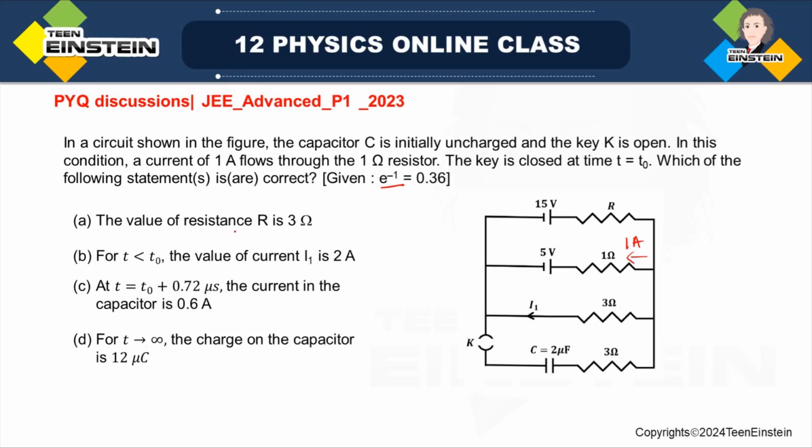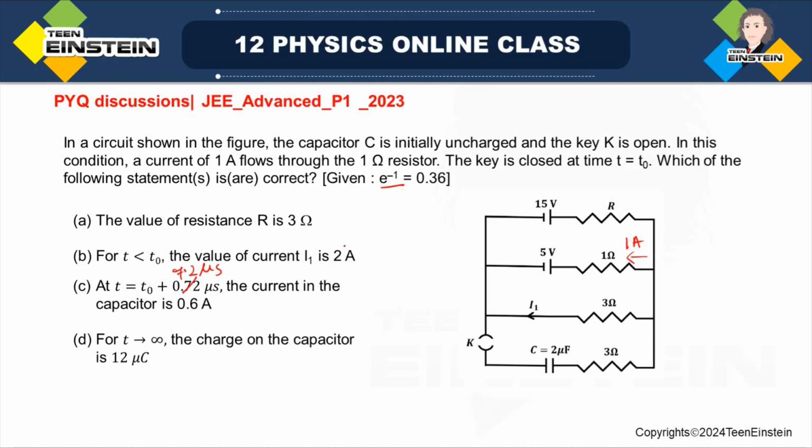The first option says the value of resistance R is equal to 3 ohm. Second option says for t less than t0, that means when the key was open, the value of the current I1 through this 3 ohm resistor is 2 ampere. The third option says at t equal to t0 plus, the current in the capacitor is 0.6 ampere, and for t tending to infinity, the charge on the capacitor is 12 microcoulomb.